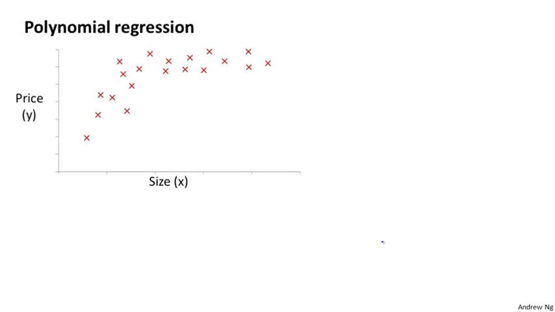Closely related to the idea of choosing your features is this idea called polynomial regression. Let's say you have a housing price data set that looks like this. Then there are a few different models you might fit to this. One thing you could do is fit a quadratic model like this. It doesn't look like a straight line fits this data very well. So maybe you want to fit a quadratic model like this, where you think the price is a quadratic function, and maybe that will give you a fit to the data that looks like that.